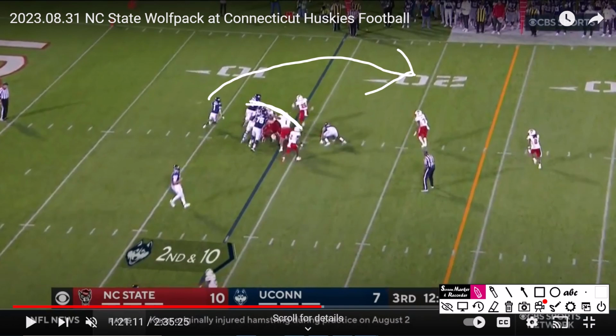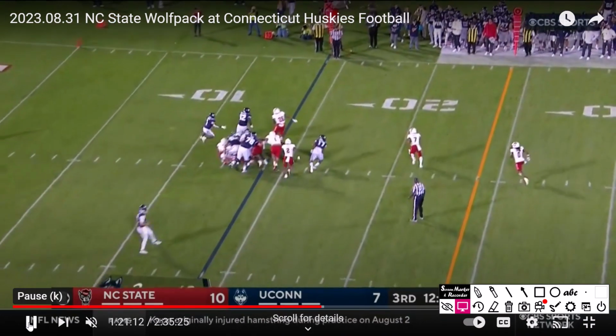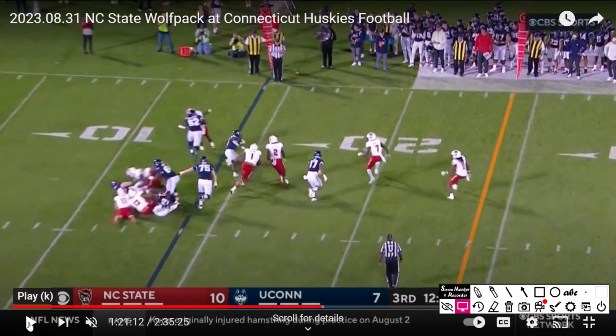So if the play gets there, this is all State has in run support now. Sean Brown and Shaheem battle, and there's a good chance that this play gets all the way up, at least for a first down. But because Betty was able to beat that, he has a chance to make this play, and he's going to squeeze it down to the inside and keep it from getting to the edge there.